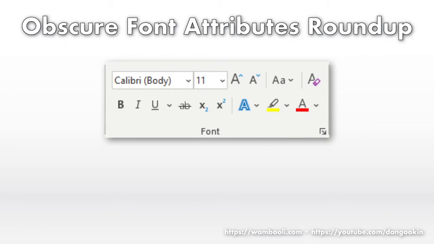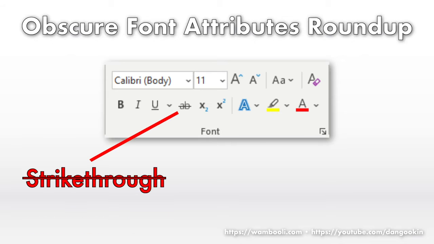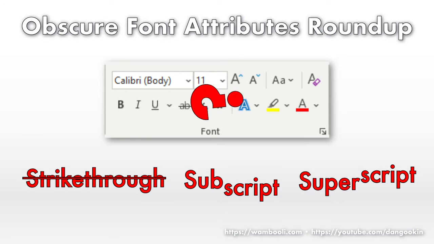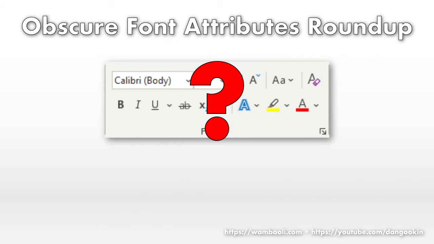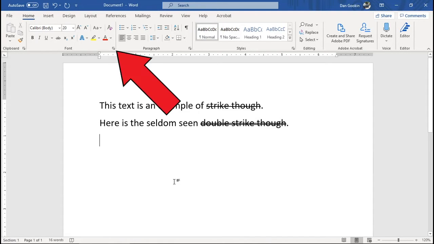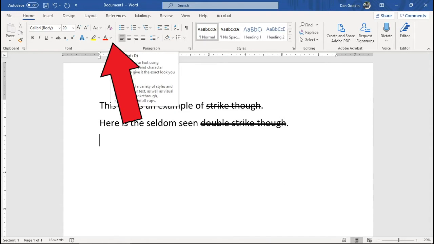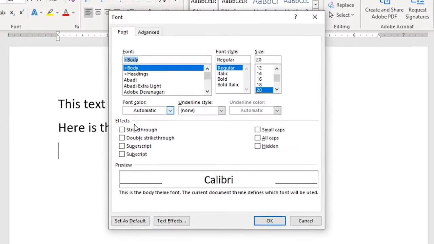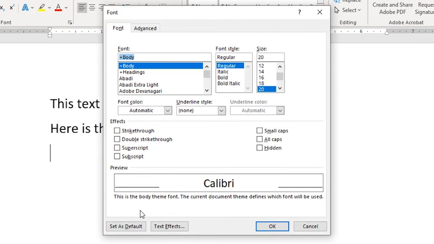Yet Word has more font attributes than appear in the font group on the ribbon. So you also see Strikethrough, which seems like an odd choice to me, as well as Subscript and Superscript. Where is small caps? I would think small caps would make the cut, but no. To see the rest, click the dialog box launcher to display the font dialog box, keyboard shortcut Control-D, which makes no sense. And here you see the rest of the attributes.